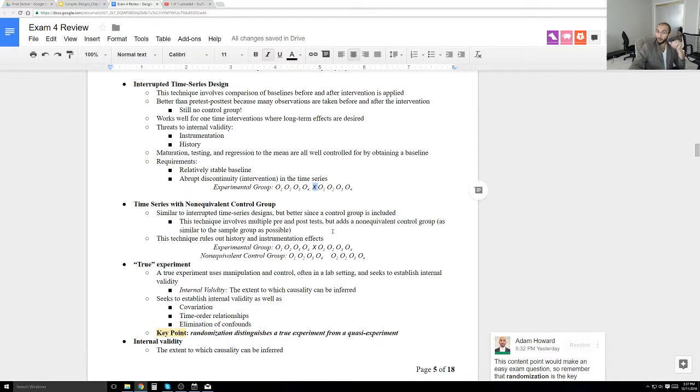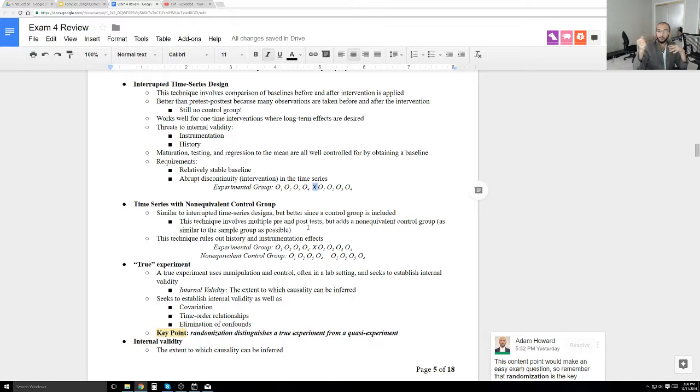Now we can make this better. Again, we can add a non-equivalent control group, and then our design would be called a time series design with non-equivalent control group. Similar to interrupted time series designs, we have a baseline before, an intervention, and a baseline after. Not a baseline, so to speak, but a measurement over time to see how the baseline has changed.